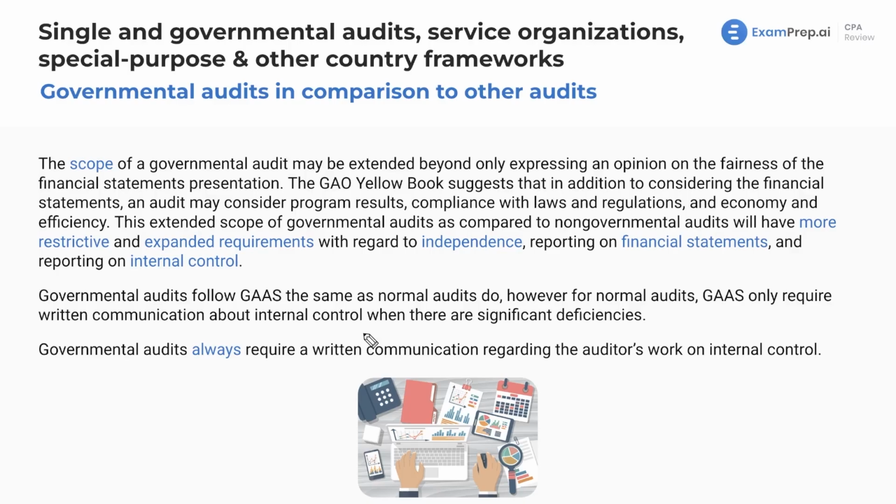I think that's just even in FAR, this is kind of a general rule. It's like if you see something, it should probably just be disclosed. Just something I've noticed throughout the FAR exam. Getting double preparation for exams while we're going through here. Governmental audits always require written communication regarding the auditor's work on internal control. Points to memorize, some points to know.